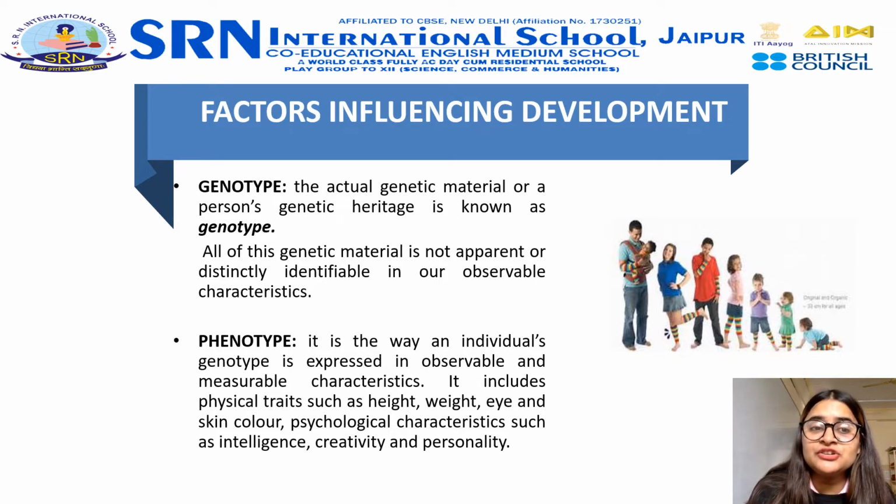So basically, genotype is the genetic material which is present in our body, or we can say some genetic heritage, all right. But the phenotype is the representation of our genotype. That means things that we can observe from the outside, things which, with the help of our genotype, are there physically in your body. It could be physical traits such as height, weight, eye color, skin color, etc. Alright, now let's move on to the next slide.